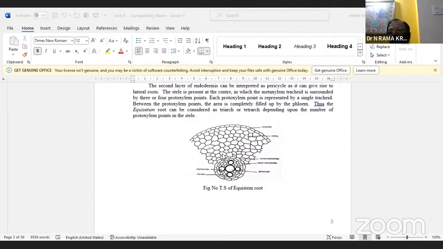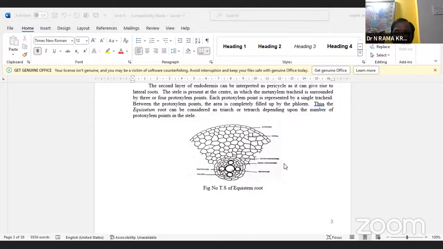So generally, sir, the internal structure of the root is differentiated into three regions. One is the epidermis, second is the cortex, and third is the stele. In the internal structure of the Equisetum root, there are three regions: epidermis, cortex, and stele.